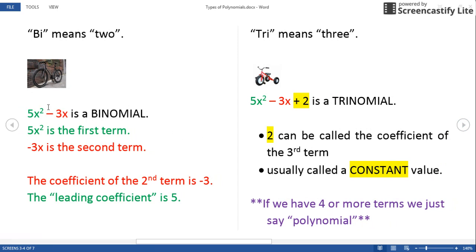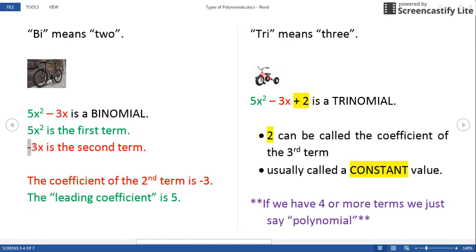Remember when you were a little fellow or fellowette, as the case may be, you had something with two tires on it that you rode around the neighborhood on. You called it a bicycle because bi means two. Binomials have two terms. 5x squared minus 3x is a binomial because the minus sign separates us into the first term, 5x squared, and the second term, minus 3x.